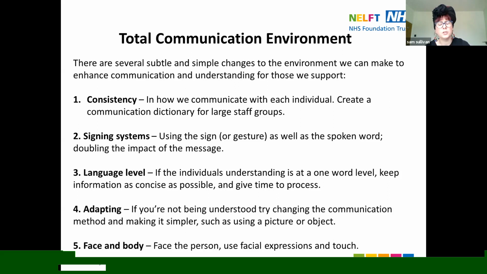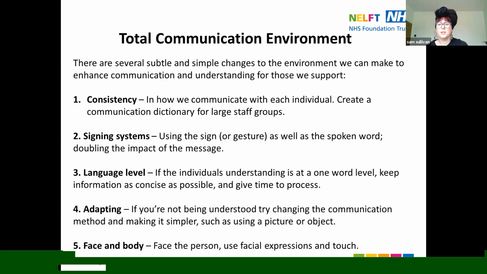What is the language level of the person that you're supporting? If the individual's understanding is only at a one-word level, then that's how you want to be communicating with them as well. You want to be matching where their language is at to enhance their understanding of what you're communicating. So if they're only at a one-word level or 2-3 word level, you want to be keeping information as concise as possible and also allowing them time to process the information.